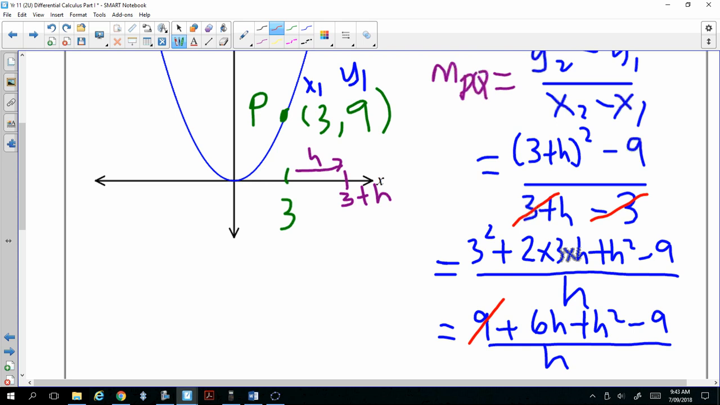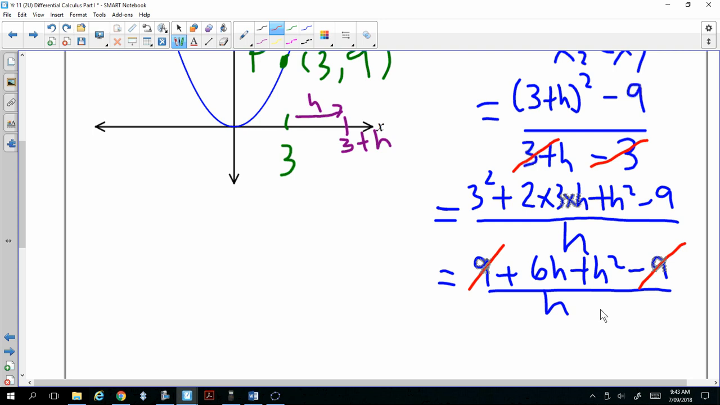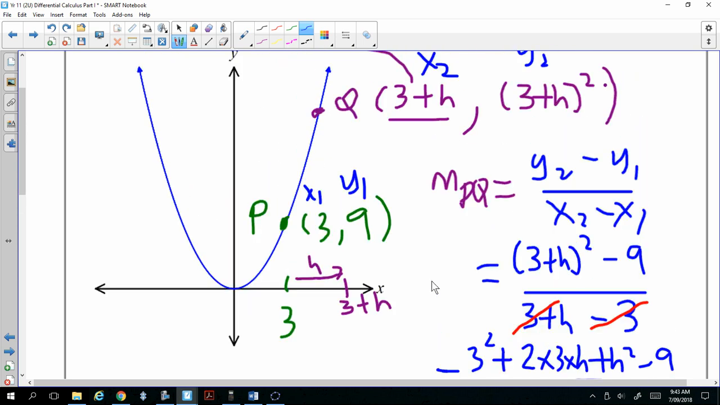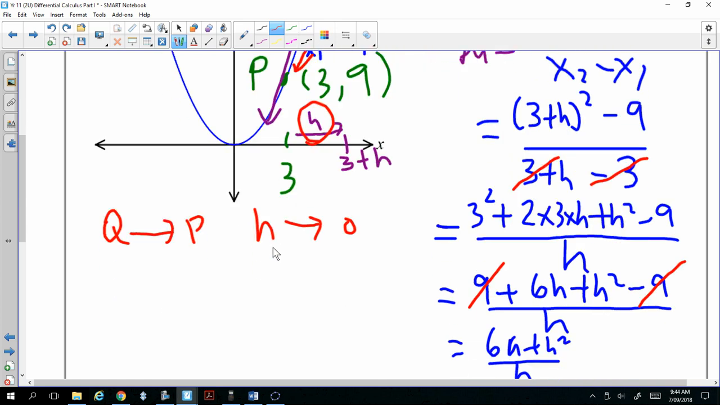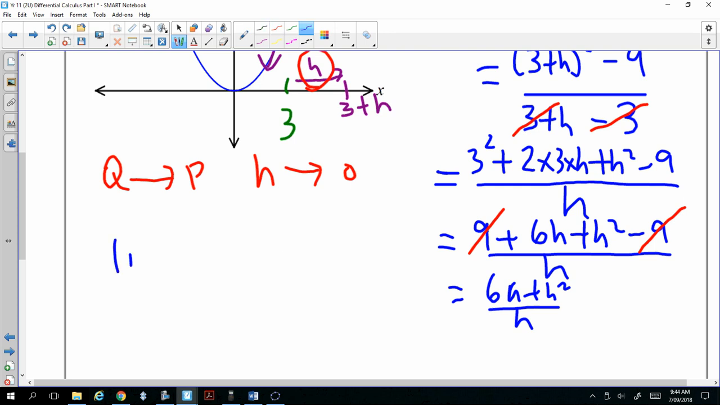Now, how does the secant become the tangent? Let me draw the line there. The secant becomes the tangent when the point Q approaches P, right? So when Q approaches P, that means h approaches 0, the gap between them becomes 0, yes? So we take the limit. We take the limit as h approaches 0 of the gradient of PQ. So we'll make h as close to 0 as we like.